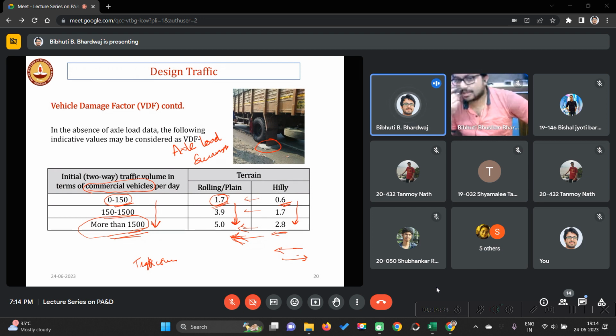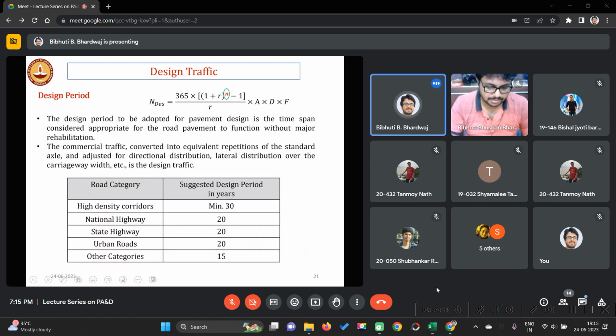Yes, of course we can tell, because it's hilly terrain. So those heavily loaded trucks you generally don't see climbing steep mountains. Okay, so that's why it will be always lesser than your plain or rolling terrains. Okay, so that is all about VDF.